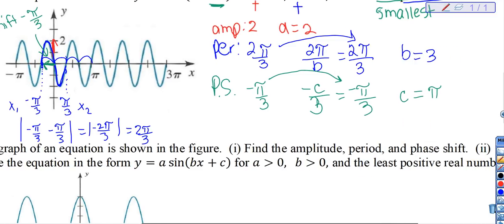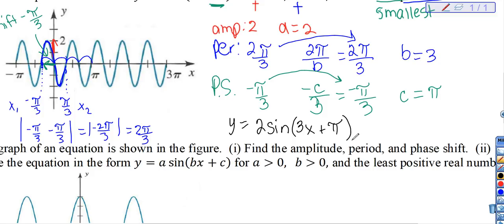All right, so let's write the equation. Using our A, B, and C, which is our overarching goal here, can we write the equation fit to those specified conditions? So y equals 2 sine of 3x plus pi, close parentheses, and there's the equation.